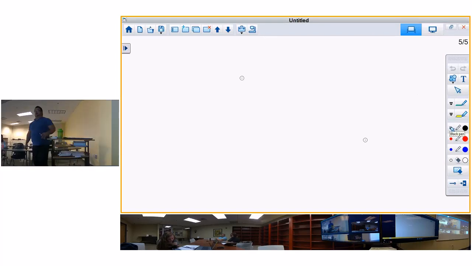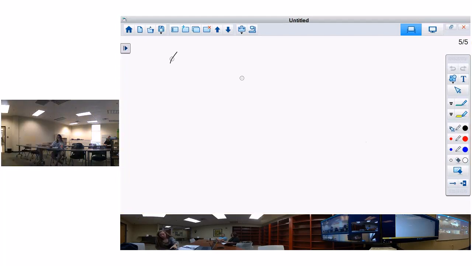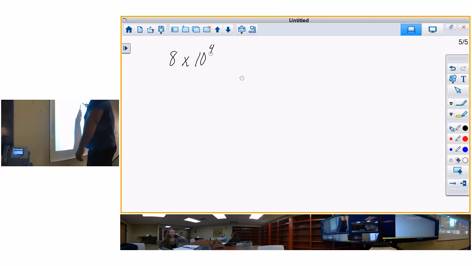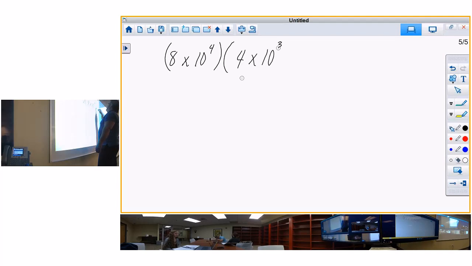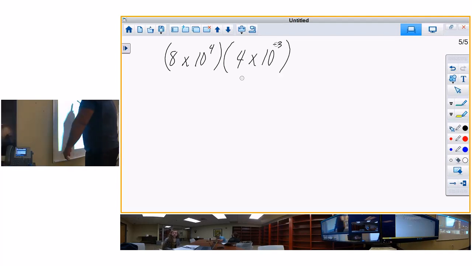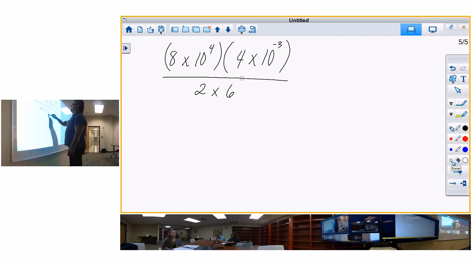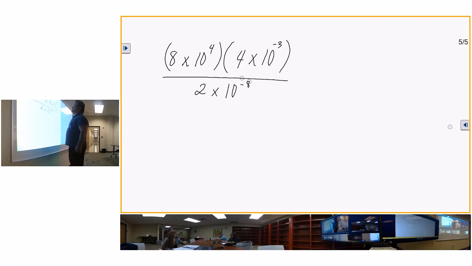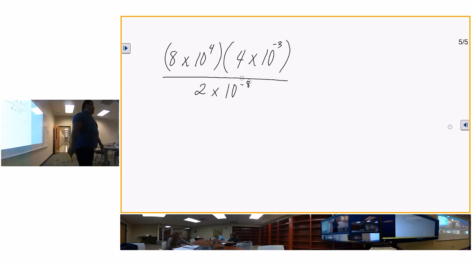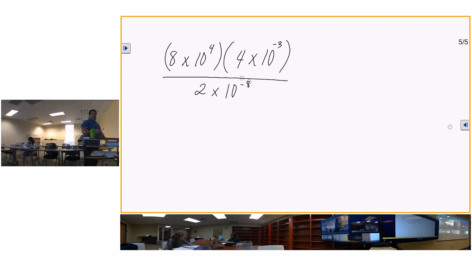So here we go. How about 8 times 10 to the 4th times 4 times 10 to the negative 3, over 2 times 10 to the negative 8th. All right? I want y'all to do the multiplication first. Do the top first, and then you can divide.